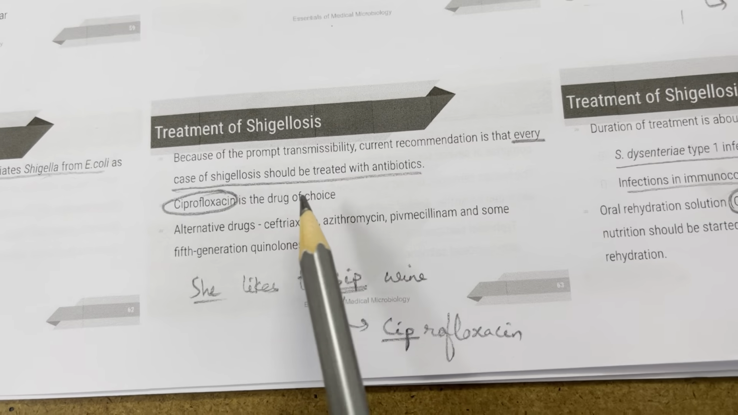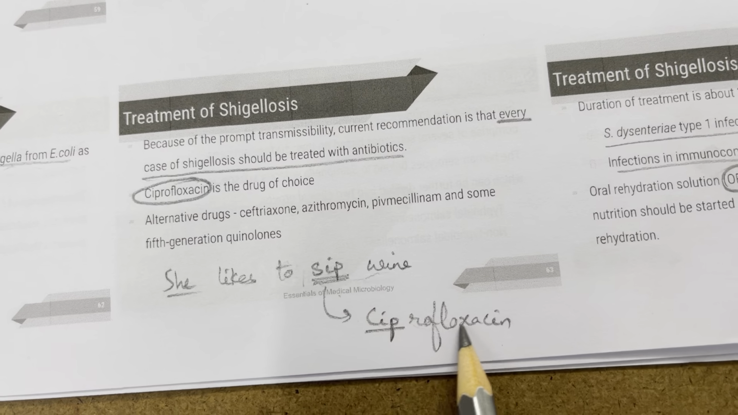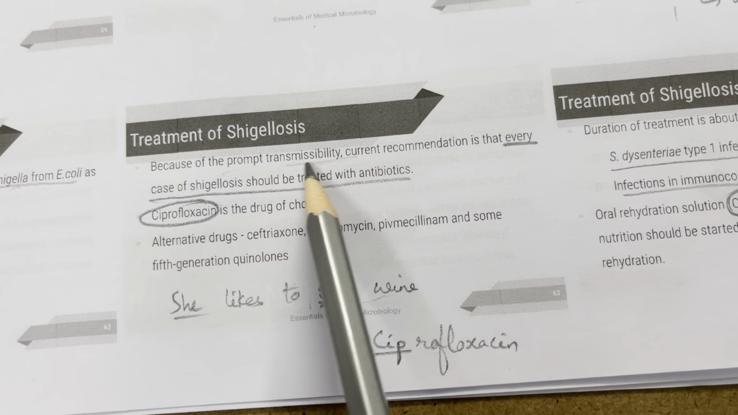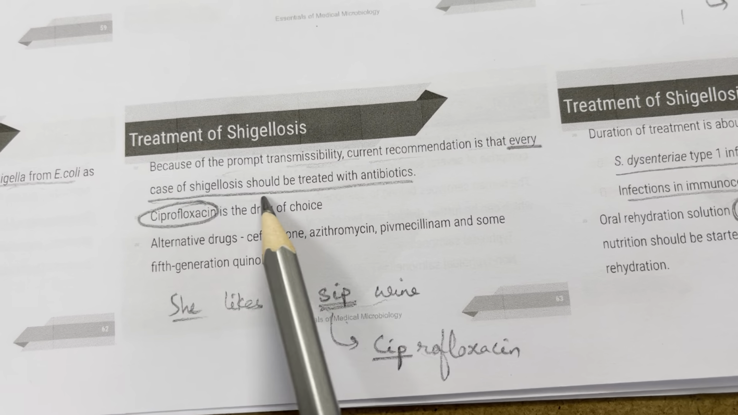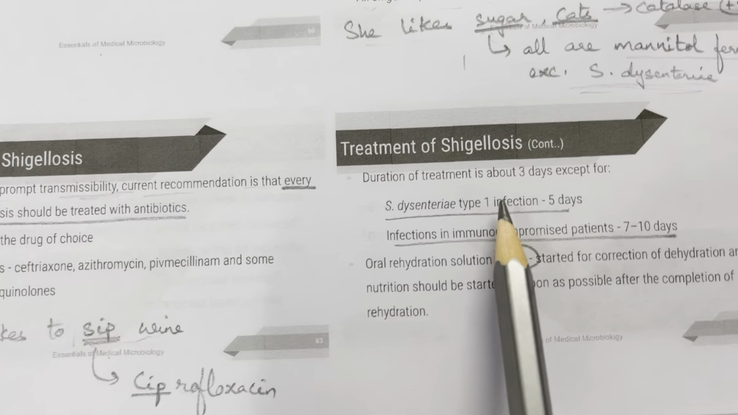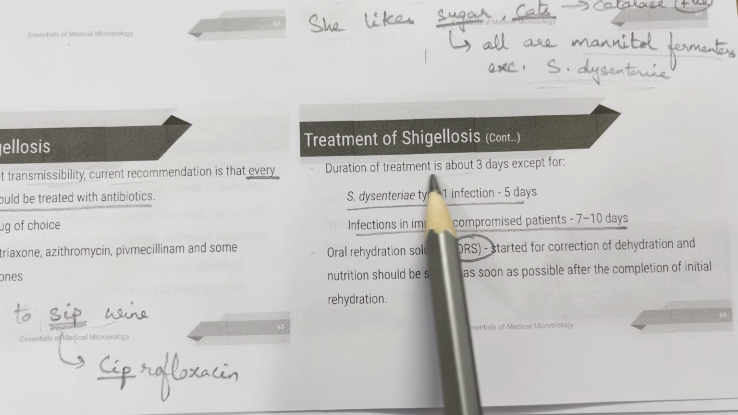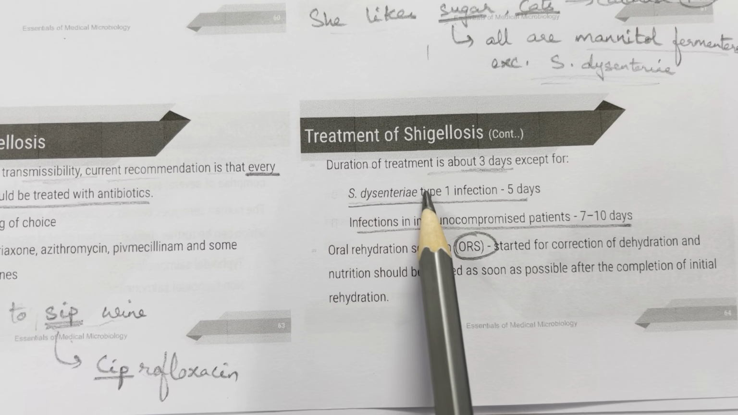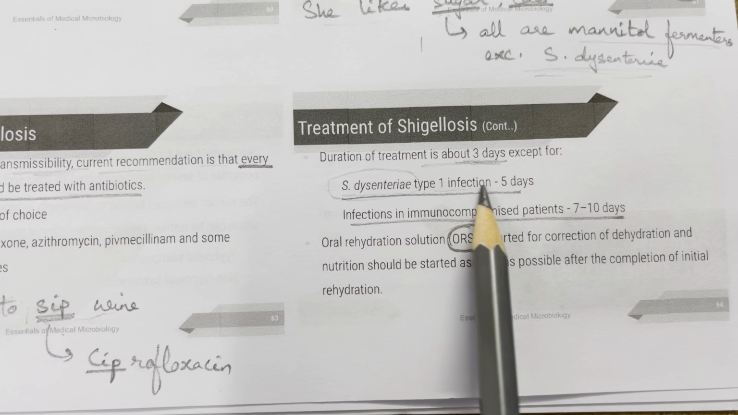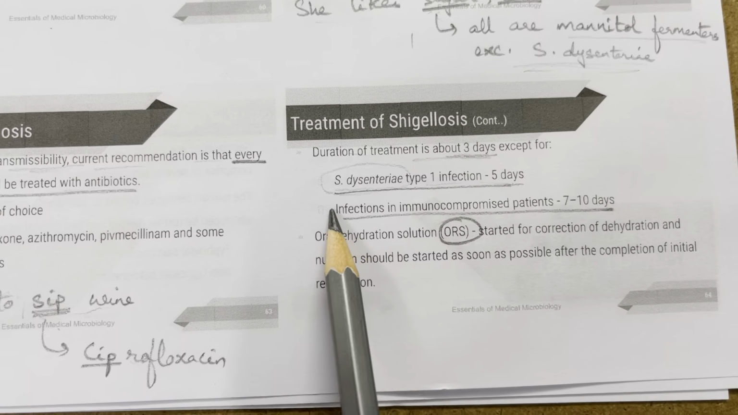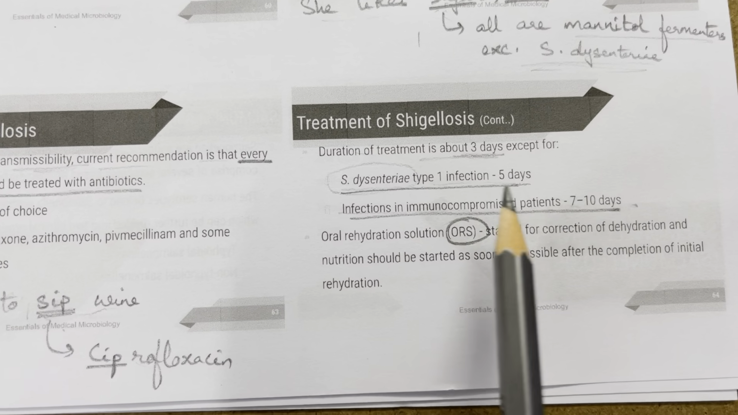Treatment of shigellosis: she likes to sip wine, so ciprofloxacin. Because of prompt transmissibility, current recommendation is that every case of shigellosis should be treated with antibiotics. Duration of treatment is about 3 days, but S. dysenteriae deaths are more, so 5 days of treatment, and for infections in immunocompromised patients, 10 days of treatment.